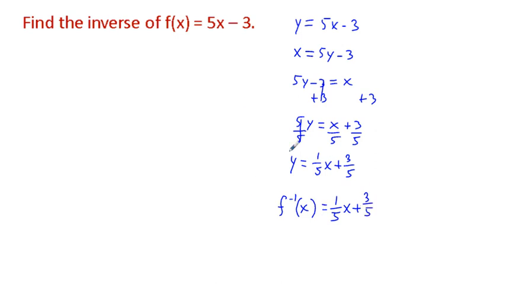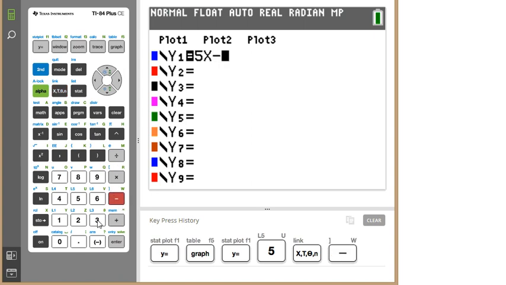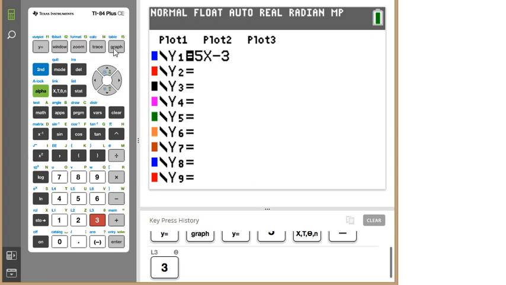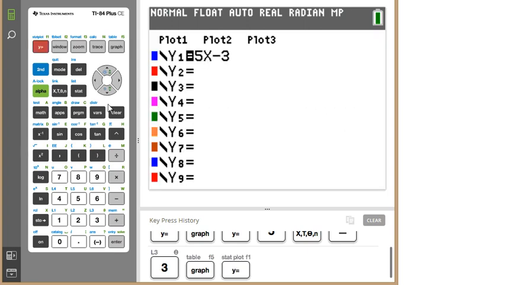And the last thing I'm going to do is show graphically that these are inverses of each other. And we get our calculator for that. And we're going to put in 5x minus 3. So here we have our TI-84C calculator. And we graph that function. That's what it looks like. And when we have an inverse function, we reflect about the line y equals x. I'm going to make that a magenta here.